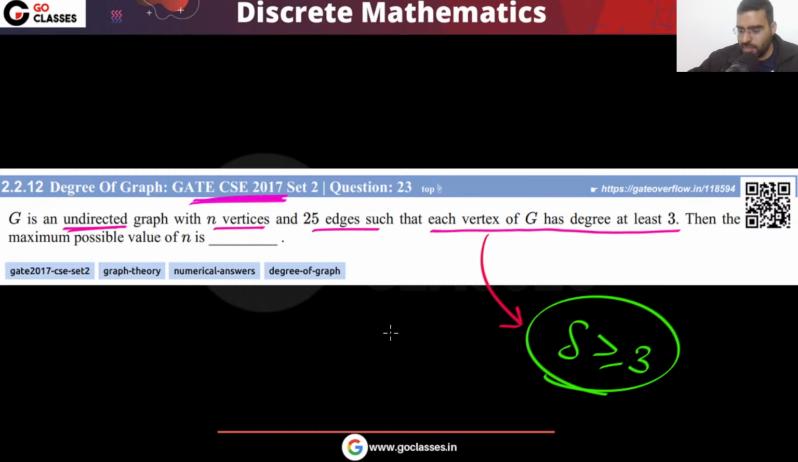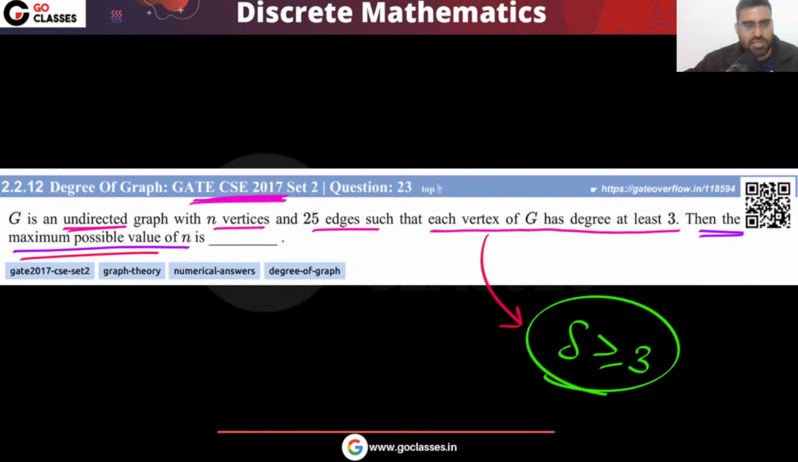So the minimum degree will be greater than or equal to 3. Then the question is asking what is the maximum possible value of n. Again, you can easily solve this question. No, minimum degree is not 3. Please understand, this line does not mean that minimum degree is 3. This means minimum degree is at least 3.